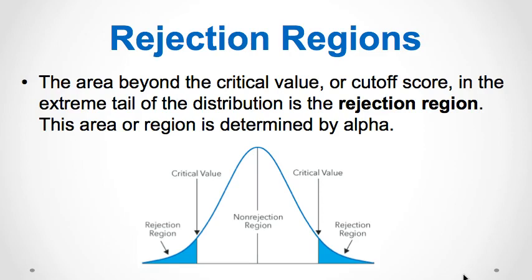These cutoff scores are what separate the two regions we talked about earlier: the region with sample means that are likely if the null hypothesis H0 is true, or what we like to call the non-rejection region, and the region with sample means that are very unlikely if the null hypothesis H0 is true, or what we call the rejection region.